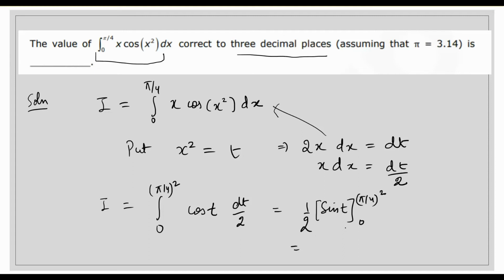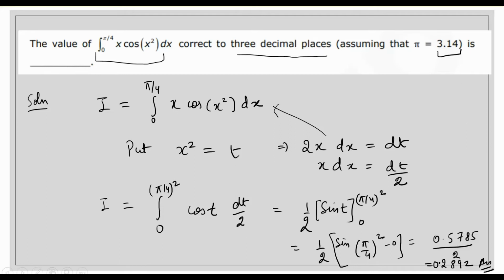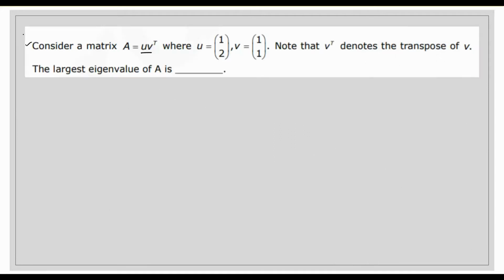So as you can see, if I solve this, I will get minus 0. So you will get the value as this, which is equal to 0.2892. So this will be your value of the integral if you assume your pi to be this. So now we will see the second question.